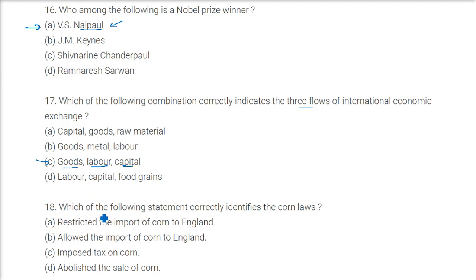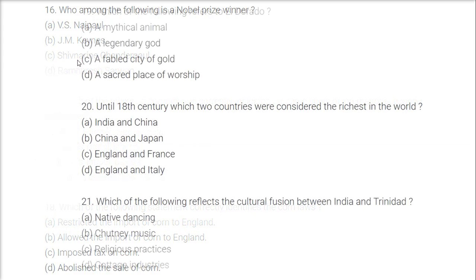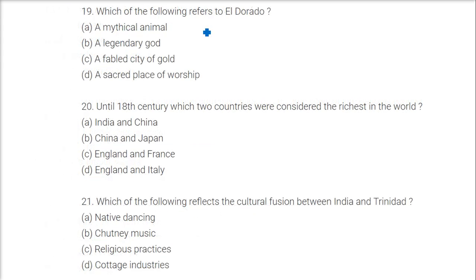Next one is, which of the following statement correctly identifies the corn laws? It was restricted, that is, the corn was restricted to be imported to England. So answer is A. Which of the following refers to El Dorado? The answer is the fable city of gold. El Dorado, the fable city of gold.